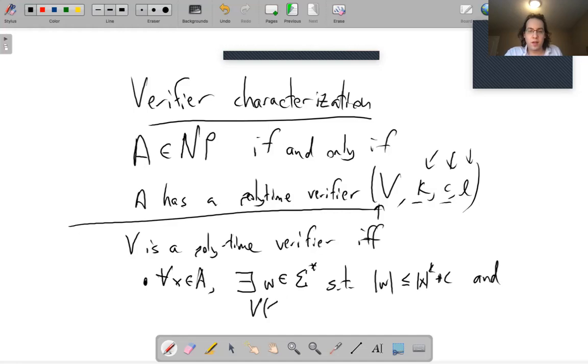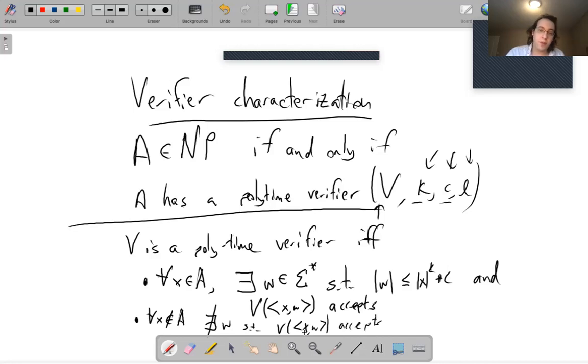V of x, W accepts. And then we also want that for all strings not in A, there does not exist W such that this accepts. In other words, V of x, W has to reject for all W. And the final bullet point here is that V runs in polynomial time.